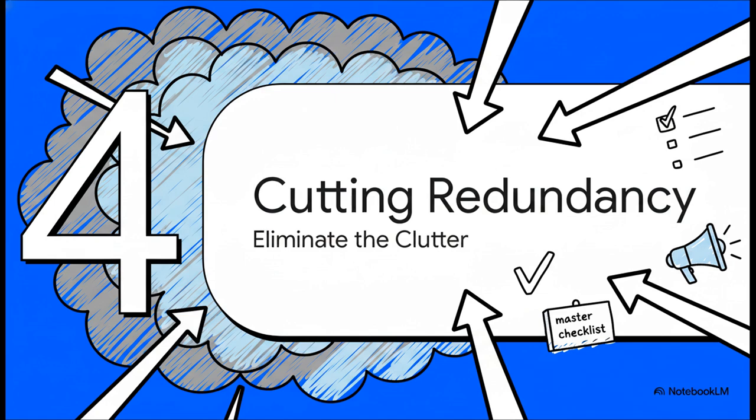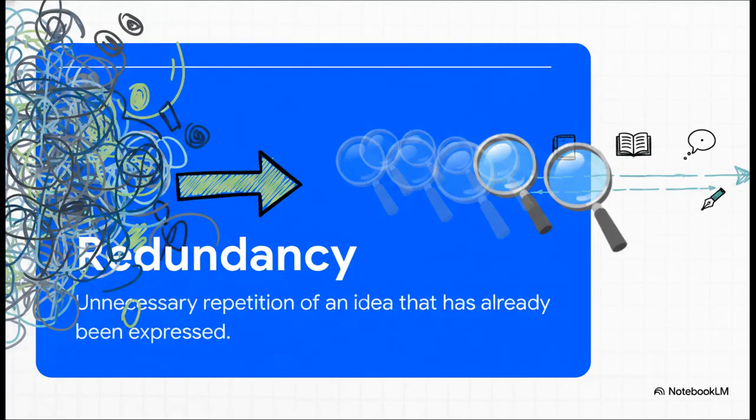Section 4, Cutting Redundancy and Clutter. Let's look at how we build out our checklist by eliminating all that extra noise. Clutter is a massive burden on the reader. It's repeating yourself, adding useless details, or just talking in circles. Our goal here? To convey the idea using the absolute fewest words possible without losing the core meaning.